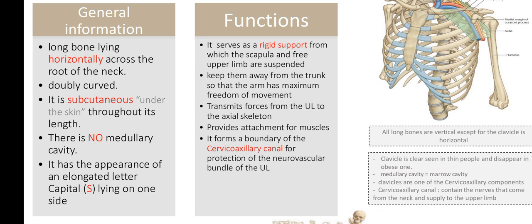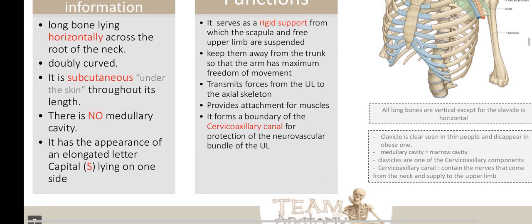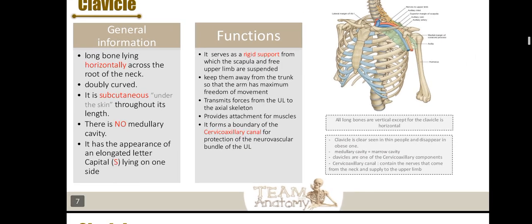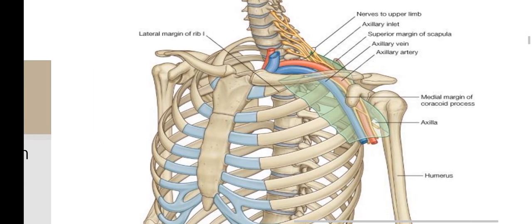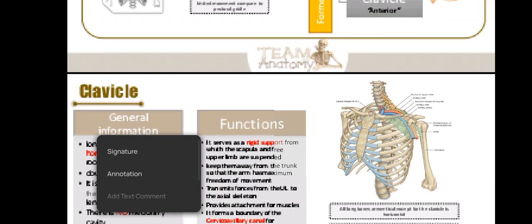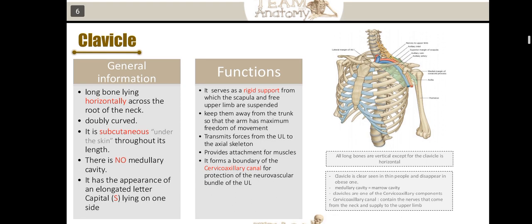There's no medullary cavity. What is a medullary cavity? That means the clavicle doesn't have all this bone marrow stuff. Do you understand? There's no real cavity. It's just like a solid bone, you understand? It has the appearance of an S shape. See the clavicle here, it has the appearance of an S shape, all right?